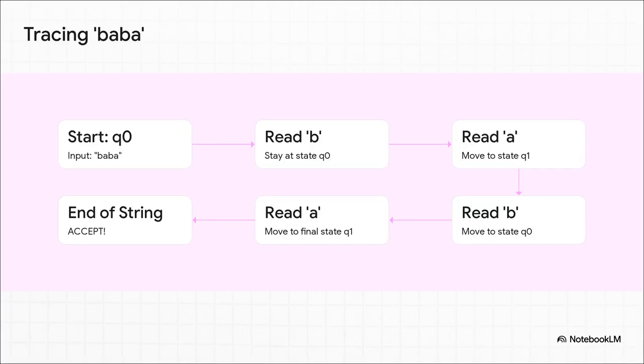Let's actually watch it in action. We'll feed it the string BABA. Now, this machine's job is to accept any string that ends with an A. So it starts at the beginning, it reads a B and stays put. Then it reads an A, and yes, it moves to that final state. But wait, then it reads another B and gets knocked back to the start. But that last A, that's the key. It sends it right back to the final state just as the string runs out. And success! The string is accepted.